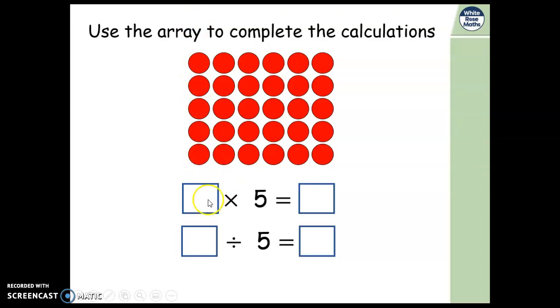We found that this was 6, so 1, 2, 3, 4, 5, 6. So the first answer is 6. 6 times 5 is 30. Now, we can use this answer, 30, because that's how many we found all together. So 30 will go here. And actually, if we divide them into groups of 5, they will be 6.